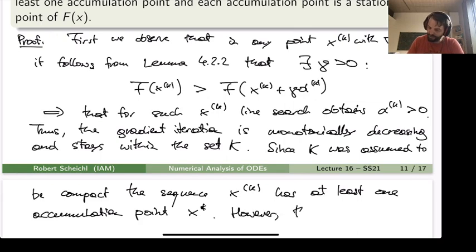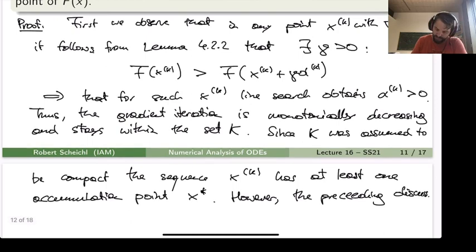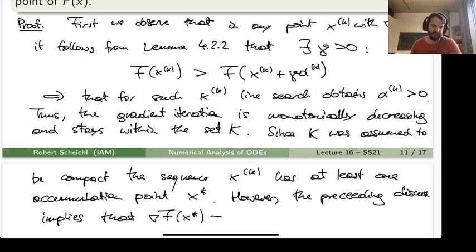However, the preceding discussion implies that for that accumulation point, gradient f of x star has to be 0. So it's a stationary point. So as long as grad f of xk is non-zero, this can be done, and so the accumulation point has to satisfy grad f of x star equals 0.